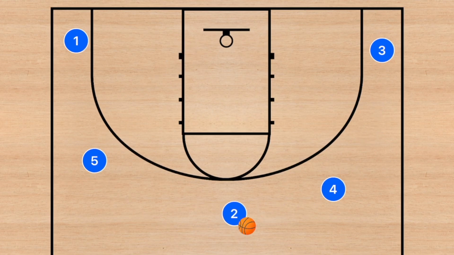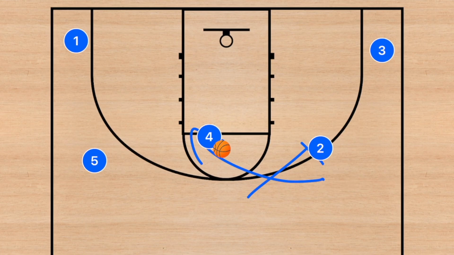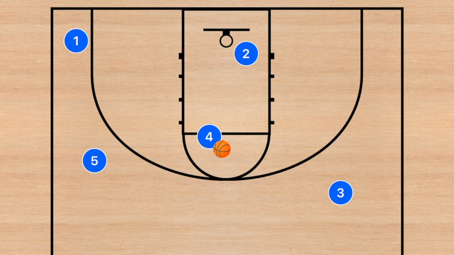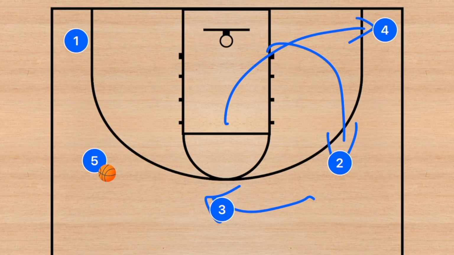And then let's say, for example, we had a pass and screen. Player 2 can go screen. Player 4 uses that screen. Player 2 then rolls. Player 3 lifts. When he lifts, if there's no option for player 2, player 4 could kick out to player 5. Player 3 then fills the top. 2 fills the wing. 4 fills the corner. And you can continue to go.